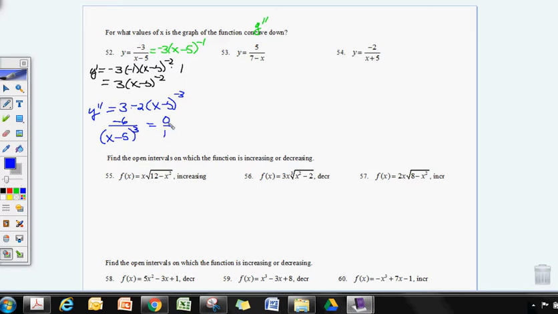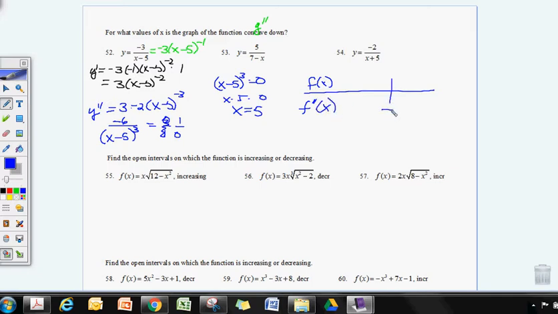Oh, look, when you cross multiply, nothing happens. And undefined, oh, look what happens. I get (x minus 5) raised to the third power equals 0. So cube root each side, x minus 5 still equals 0. X would equal 5. So on my function f of x compared to f double prime of x, the only thing that I have to test is left of 5 and right of 5.